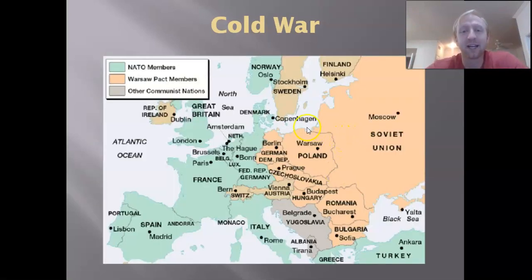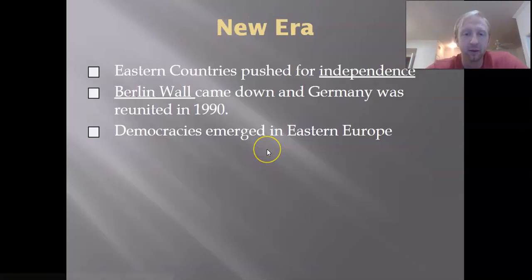It's funny. So anyways, this is the Cold War, and as you see, it basically split in half: democracy, communist. So this leads to a new era. Eastern countries pushed for independence. Berlin Wall fell. You should totally know what the Berlin Wall is because that's the symbol of the end for the communist regime in Germany and, of course, in the USSR. The USSR is no longer a thing. Democracy emerged in Eastern Europe.